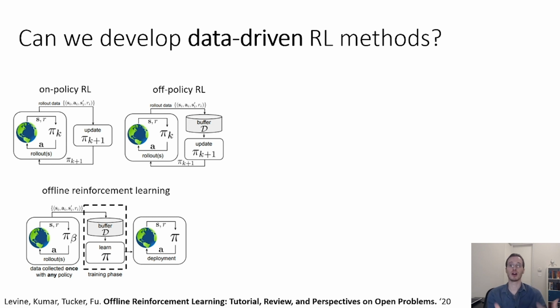And that policy is trained without any deployment. If such a class of methods would work effectively, then we could truly have data-driven reinforcement learning methods. The term offline reinforcement learning is a relatively new term, but the basic idea is actually quite old. And older literature also often uses the term batch reinforcement learning to refer to this setting.